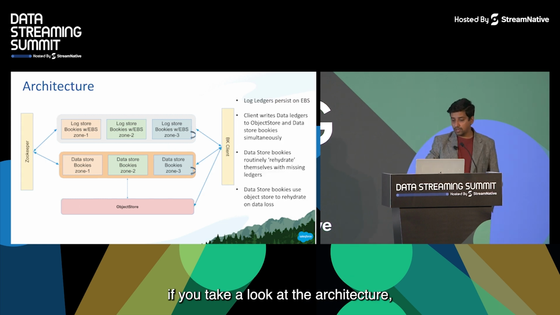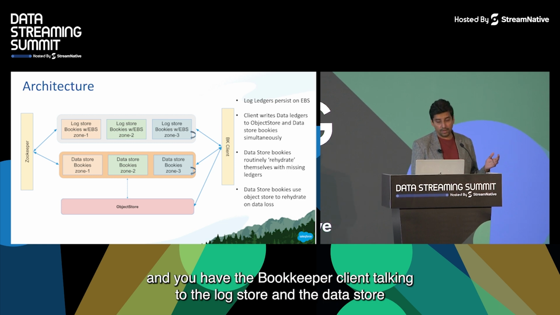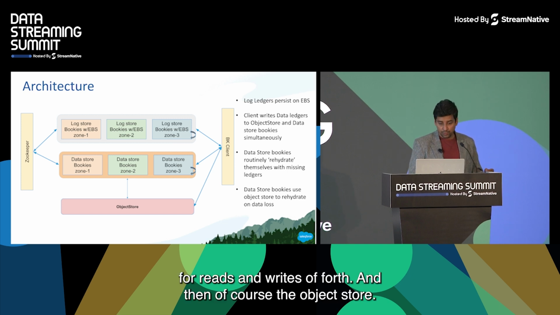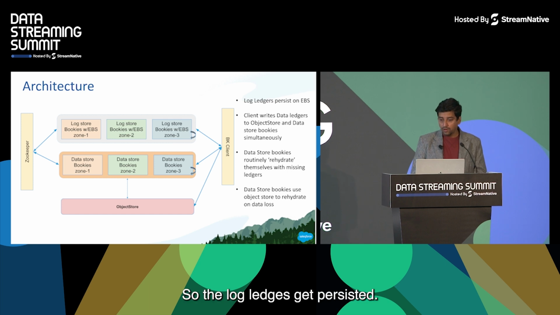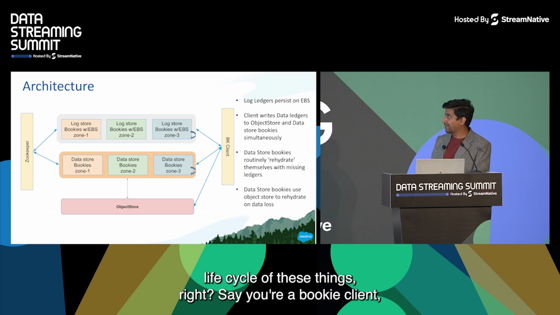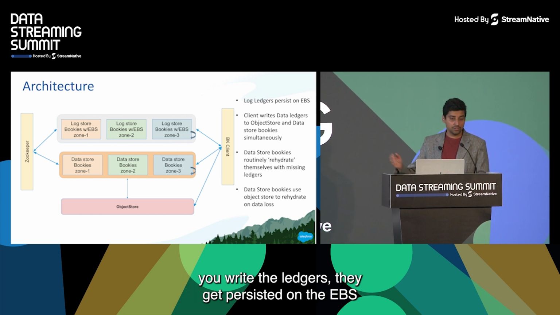Now, if you take a look at the architecture, we have ZooKeeper on one end for service discovery and metadata, and you have the BookKeeper client talking to the log store and the data store for reads and writes of both. And then, of course, the object store. If I walk you through the life cycle of these things, say you're a bookie client and you want to write something to the log. You go to the log store, you write the ledgers, and they get persisted on the EBS.